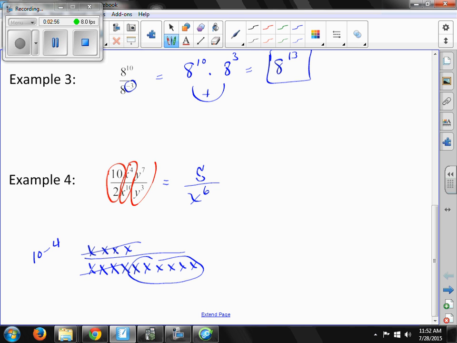Y to the 7th over y to the 3rd. This one is top heavy. The y's will land in the top. 7 take away 3 is 4, so it will be y to the 4th in the numerator.